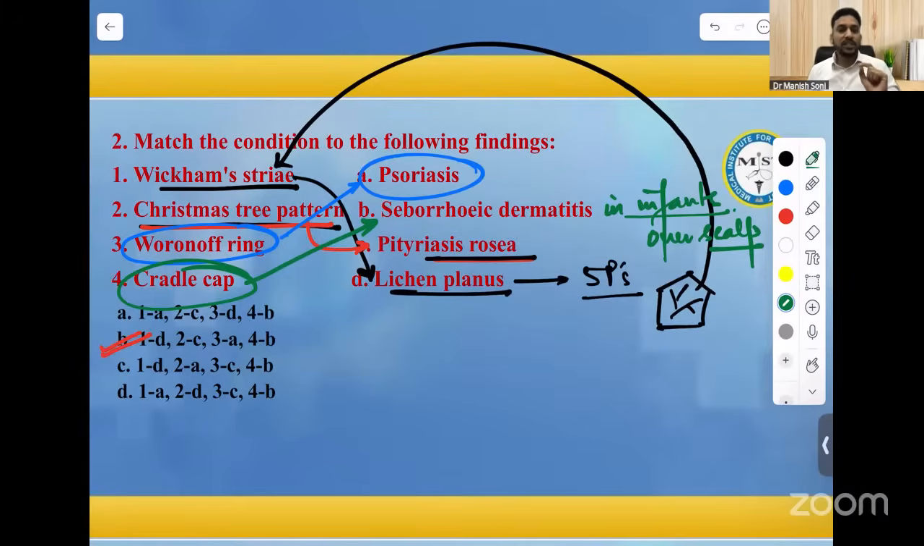And remember these points. Wickham striae is a feature of lichen planus. Christmas tree pattern is seen in Pityriasis rosea. Warnoff ring, Auspitz sign, Geratage test, all these are positive in psoriasis. And cradle cap is another name for seborrheic dermatitis when it occurs over the scalp of an infant.